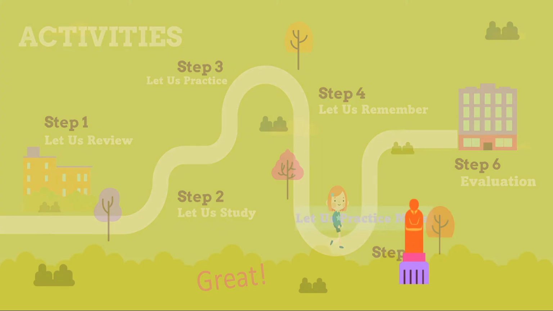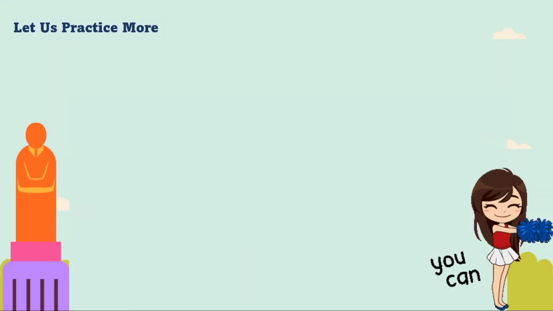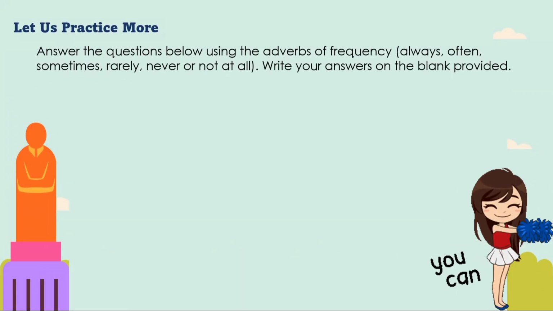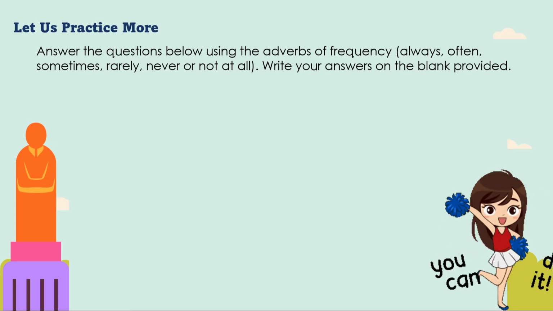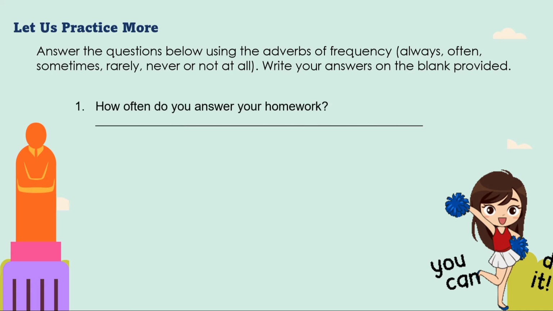Let us practice more. So what is the direction? Answer the questions below using the adverbs of frequency: always, often, sometimes, rarely, never, or not at all. Write your answers on the blank provided. So for number 1, how often do you answer your homework? So you're going to write a sentence about your answer using the adverb of frequency.